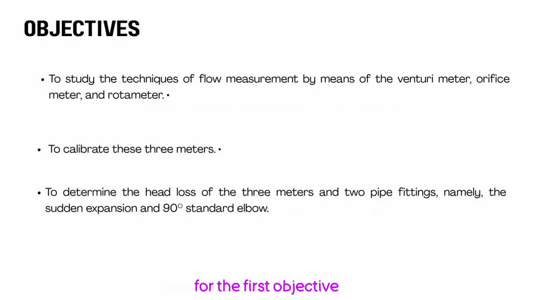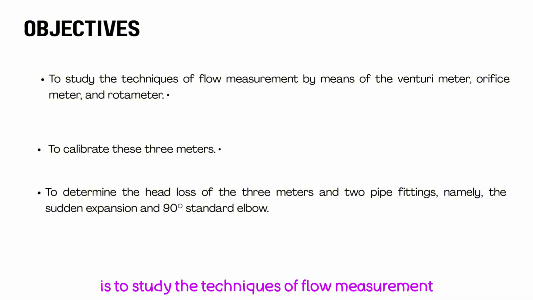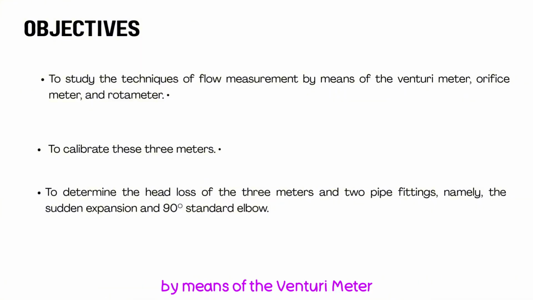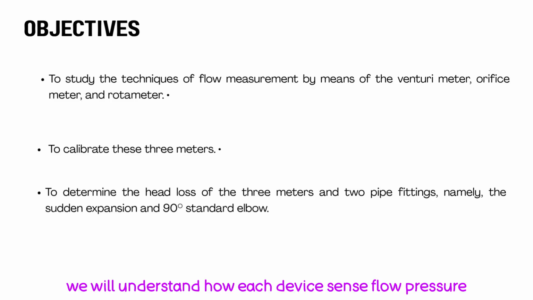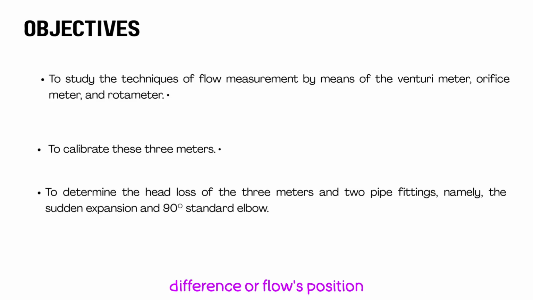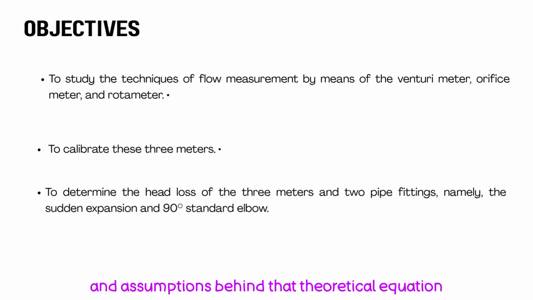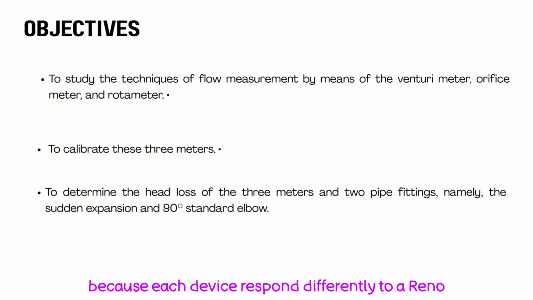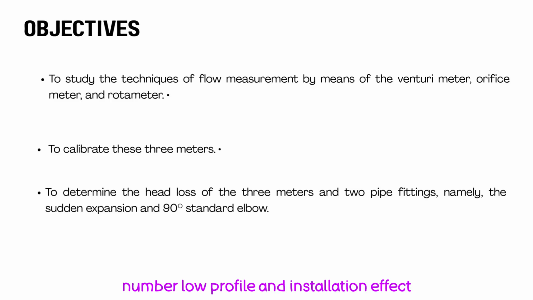The first objective is to study the techniques of flow measurement by means of the venturi meter, orifice meter, and rotameter. We will understand how each device senses flow, pressure difference, or float position, the flow reading principle, and the assumptions behind the theoretical equation. This is important because each device responds differently to Reynolds number, flow profiles, and installation effects.